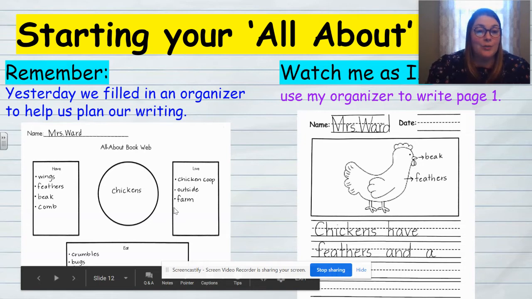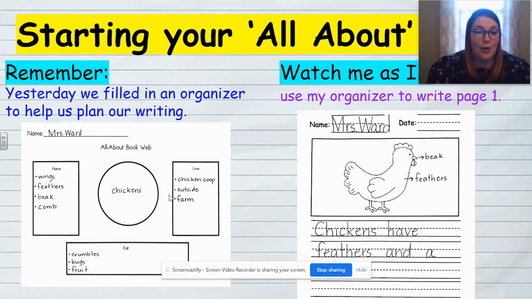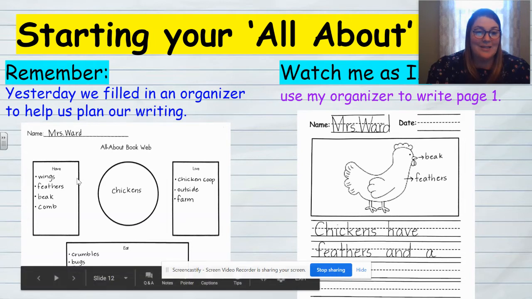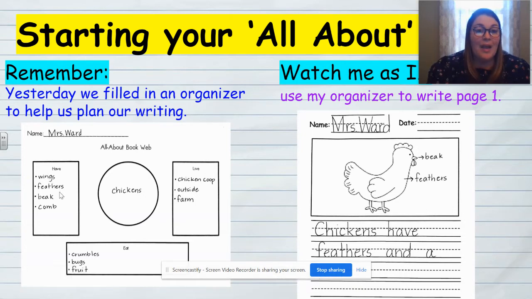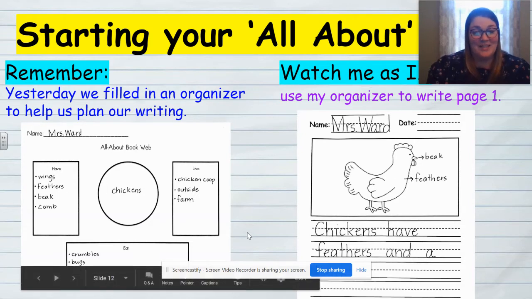So what we're going to do today is we're going to use this organizer to help us write page 1. So as I begin to do this, I'm only going to be using this box today, the box that has the word have in it. That's the only box that I'm going to be using today to write page 1. Now, in that box, we only have words or phrases written, and we wouldn't write just words and phrases on a page. We have to write it in sentences.